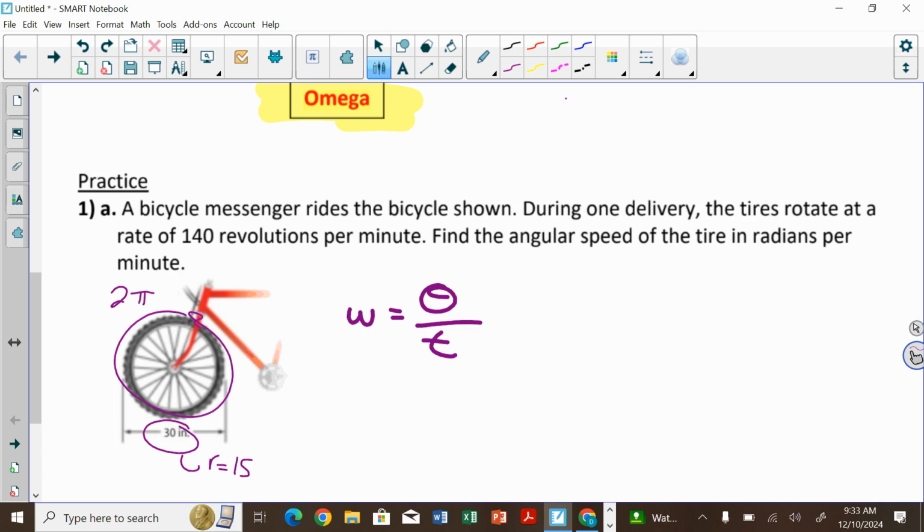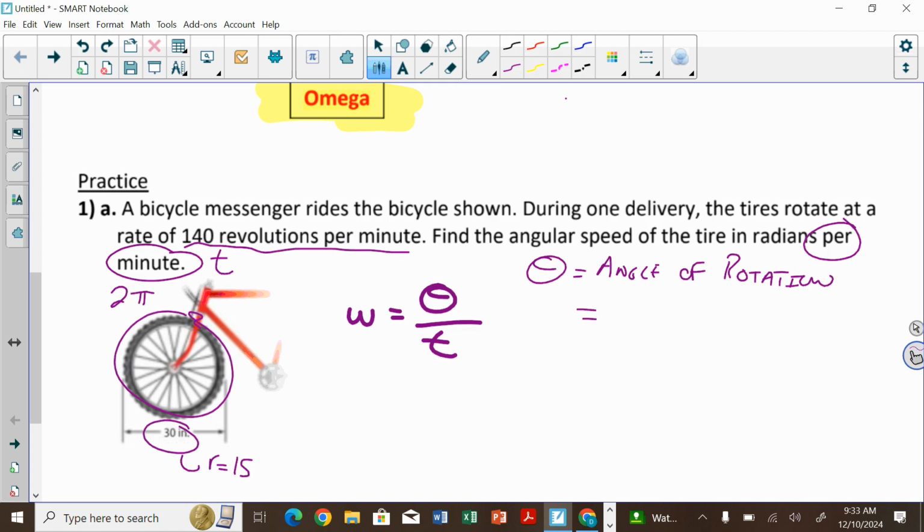We also know this is radians per minute here. So per minute, that's going to be my time, basically 1 minute. So now I really just have to find out the revolutions. If it goes 140 revolutions per minute, I can basically say that theta, or my angle of rotation, is going to equal that 140 per minute, right?